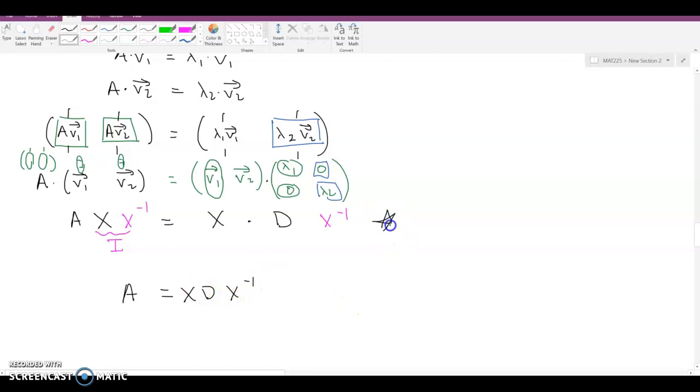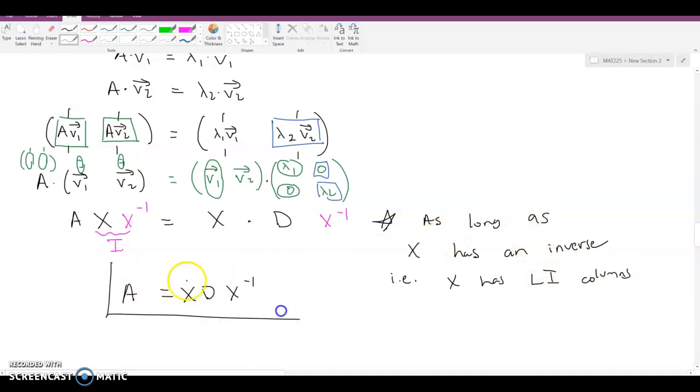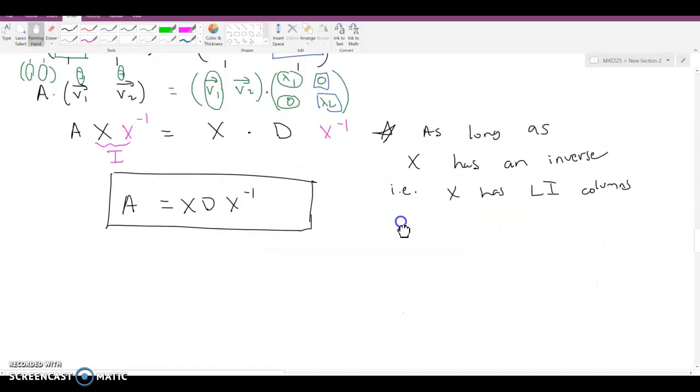But we should make a note here. This is true as long as X has an inverse. Well, how do we know if it has an inverse? Well, we need to make sure that X has linearly independent columns. The columns are eigenvectors, so we need linearly independent eigenvectors, and that's exactly what the theorem requires of us. So this is the derivation for why that can be done.